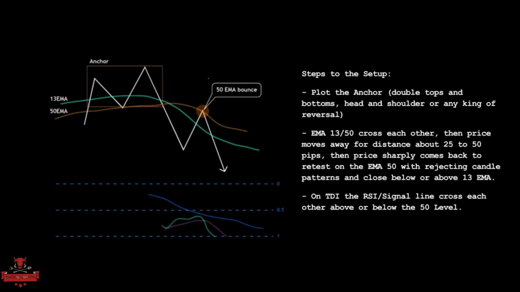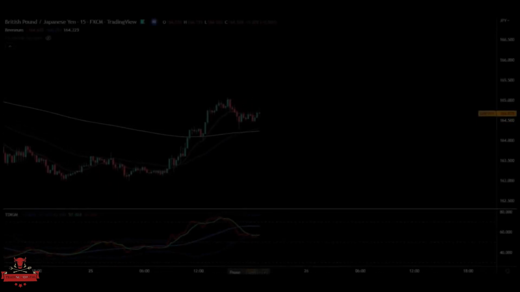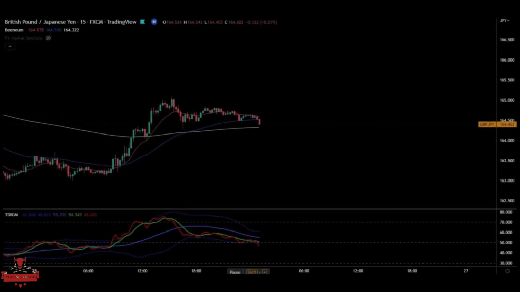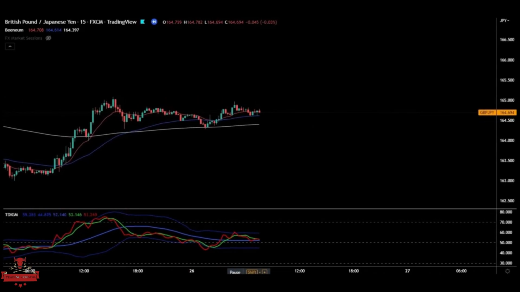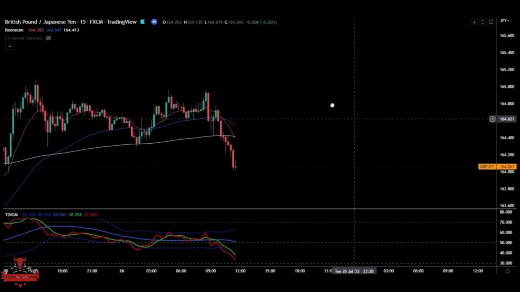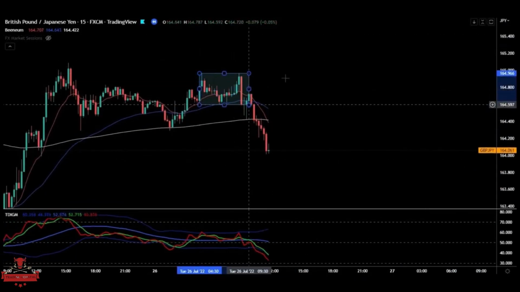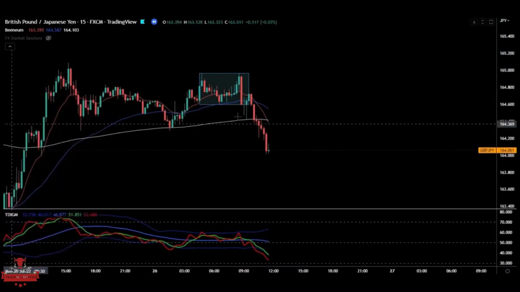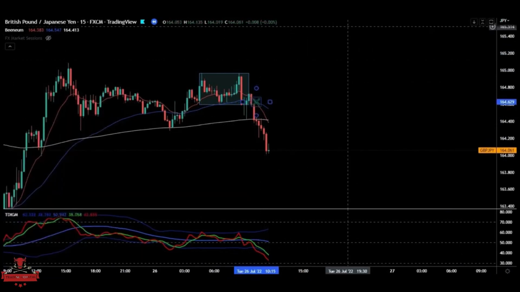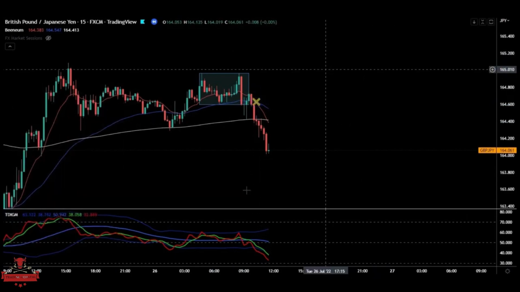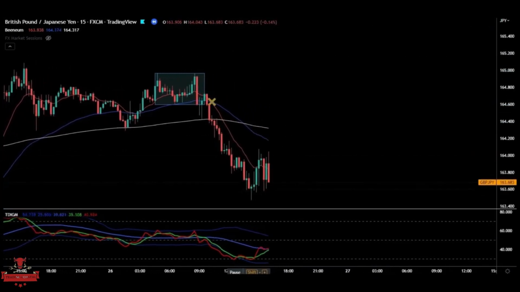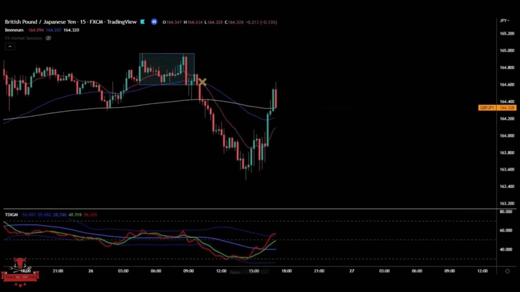Now it's time to backtest it. The currency pair is British pound versus Japanese yen. This strategy works best on the 15-minute time frame. The first trade, we have a clear double top and exponential moving average crossover, but as we can see, price didn't reject the 50 EMA and broke above it.